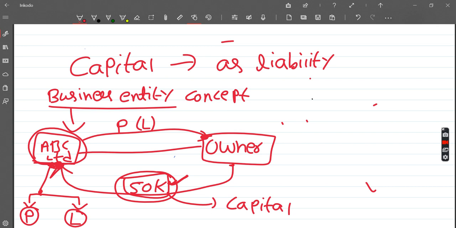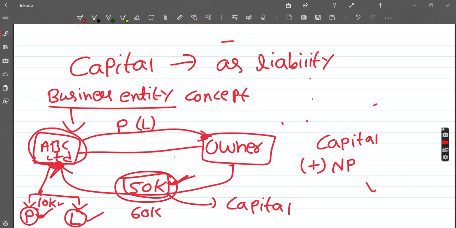So what can ABC Limited do with that? It can do business with it, and it may generate either a profit or a loss. Let's say it generated a profit of 10,000. Previously, the owner gave 50,000, so ABC Limited was liable to pay back only 50,000. Now, because it generated a profit of 10,000, it has to pay back 60,000 to the owner. That's why in a balance sheet we write capital on the liability side, and we add net profit to the capital.